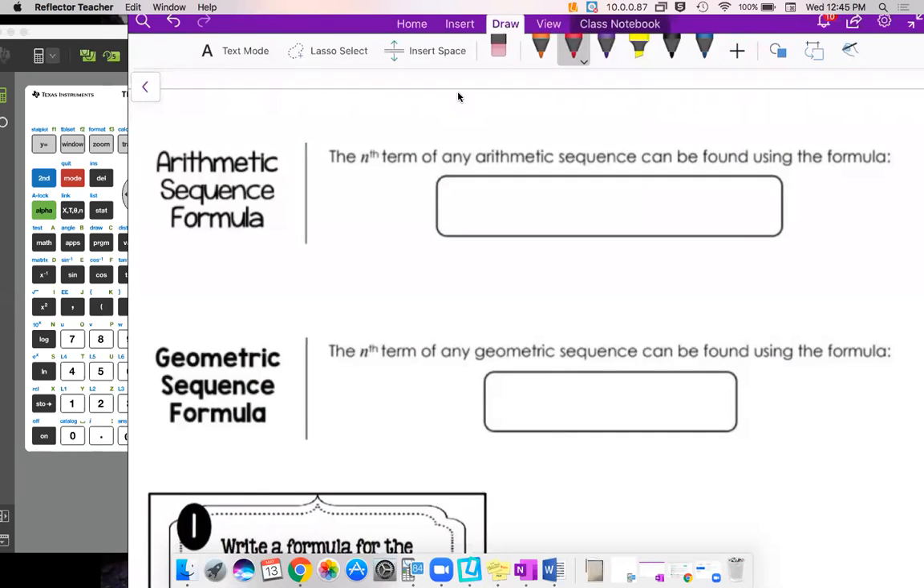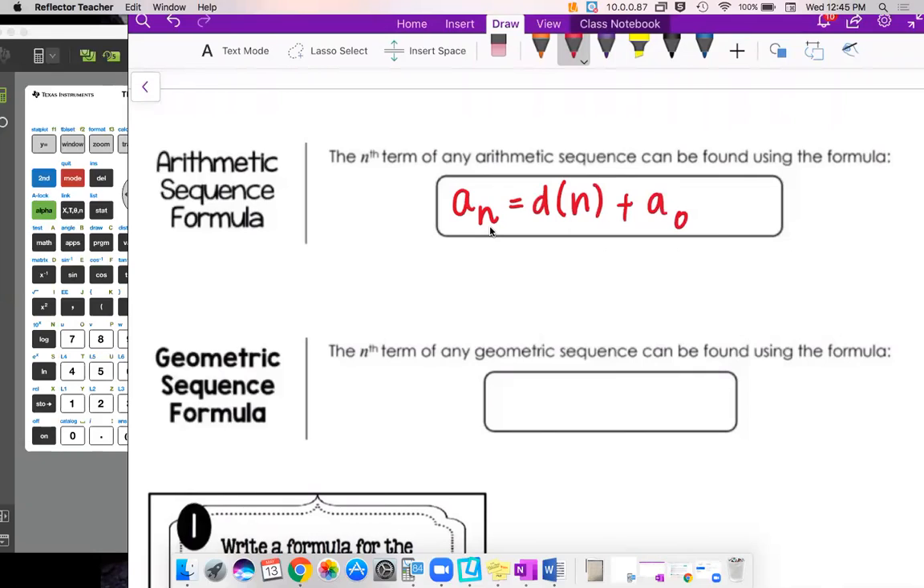So we're going to start with the arithmetic sequence formula. It says the nth term of any arithmetic sequence can be found using the following formula. The formula is a of n, which just means the value of any term in that sequence, and n is the term number, is equal to d times n plus a of 0.